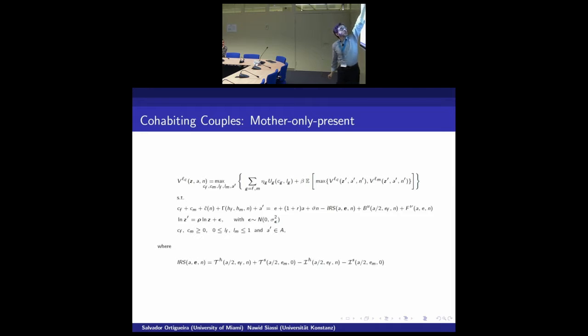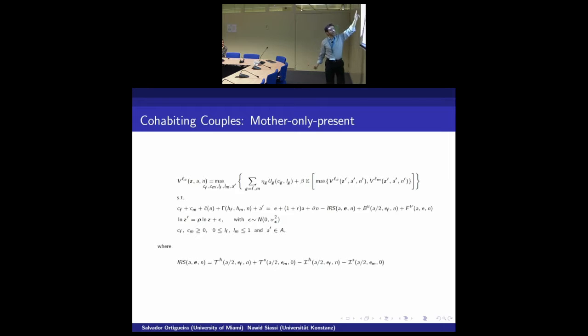Now, what they do, they maximize the utility in the current period plus the expected continuation value. And they have to make a decision, since they are cohabiting, whether to get married or not. If they are cohabiting, they always have the option of getting married if that's in the benefit of the couple. And you can do that simply based on tax and transfer policies.